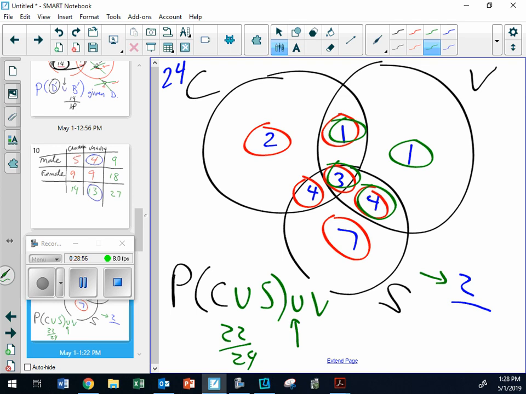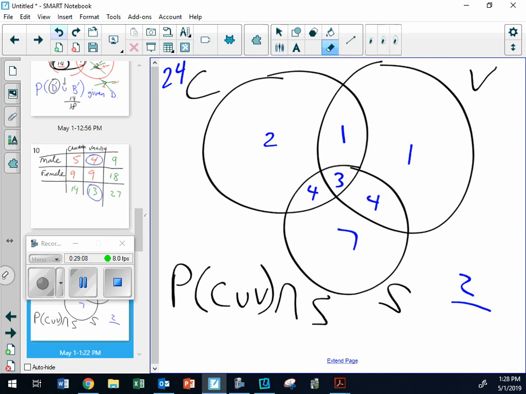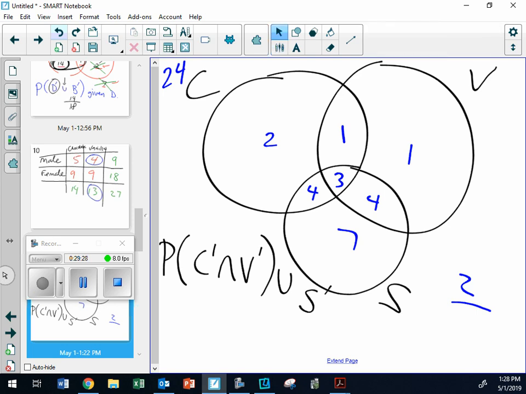Okay. All right. So now I told you I could make them so that probably only 1 or 2 kids get it right. Here's the ultimate challenge. Ready? See if we can do this. Okay. Probability of not C intersect not V union not S. The nots really mess with people's heads.